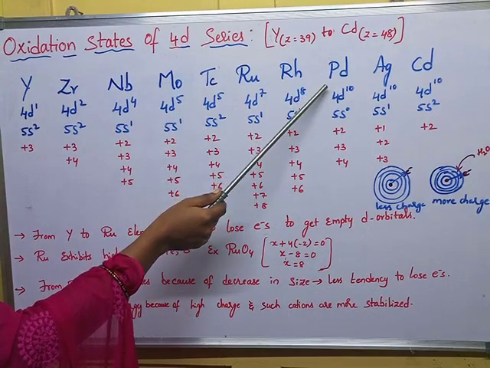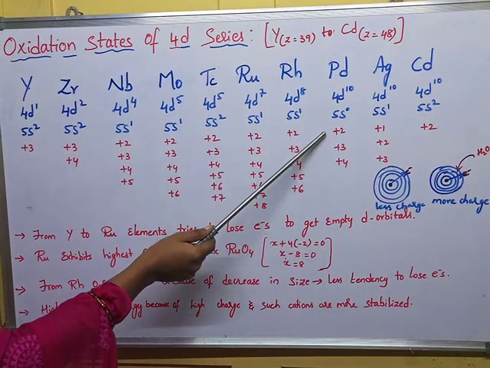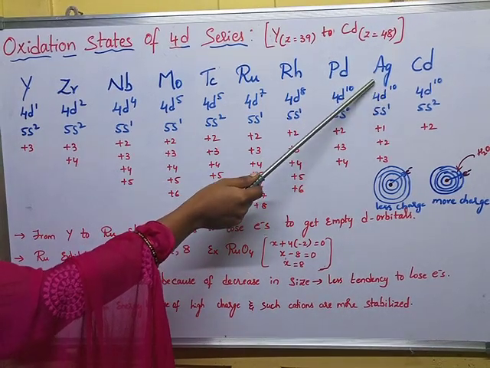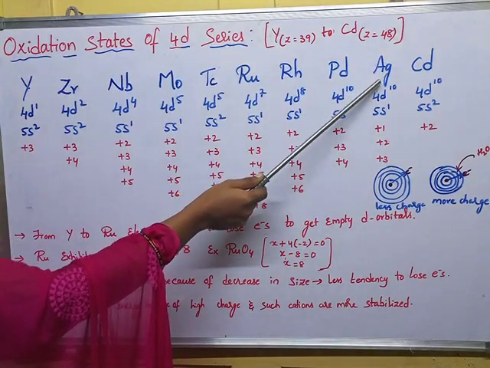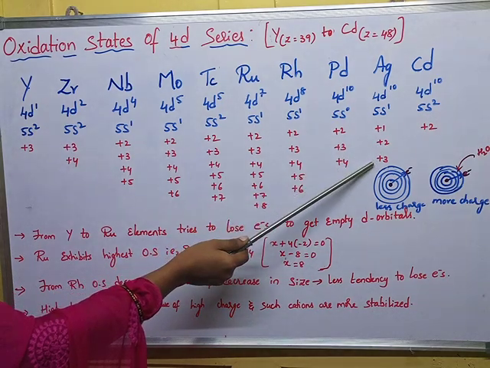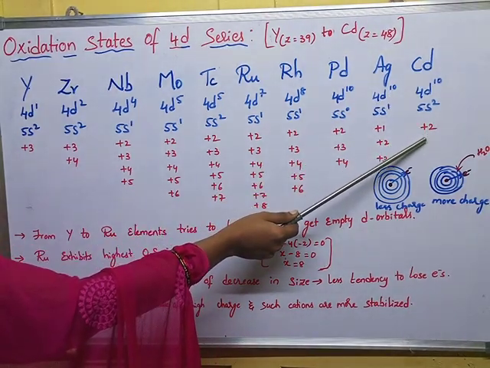Next we have palladium. Palladium shows +2 to +4 oxidation states. Next silver. Silver is the element which shows the +1 oxidation state, which is the lowest oxidation state in this series and which is a stable oxidation state, +1 to +3. Cadmium. Cadmium exhibits the +2 oxidation state.